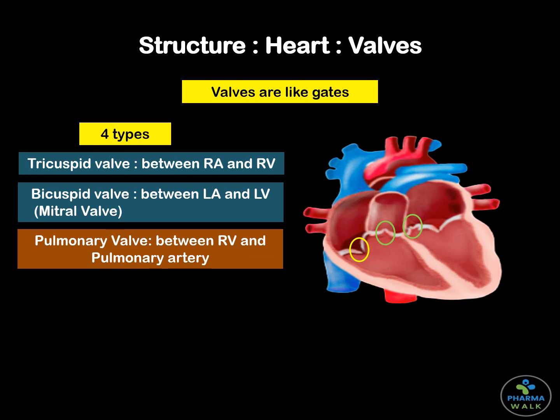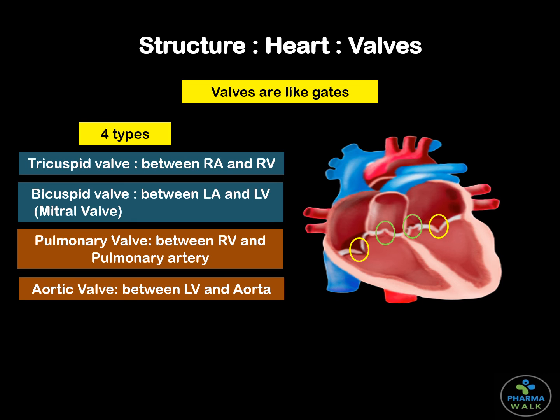And third, the pulmonary valve, which is located between the right ventricle and the pulmonary artery. What is the role of the pulmonary artery and all these things we'll cover when we discuss blood circulation in the upcoming video. Fourth, the aortic valve, which is located between the left ventricle and the aorta, which is the biggest artery of our body, which supplies oxygenated blood to the entire body. So four chambers and four valves: tricuspid, bicuspid, pulmonary, and the aortic valve.